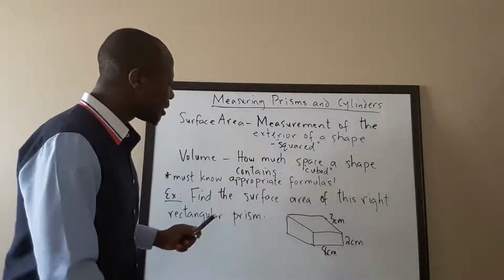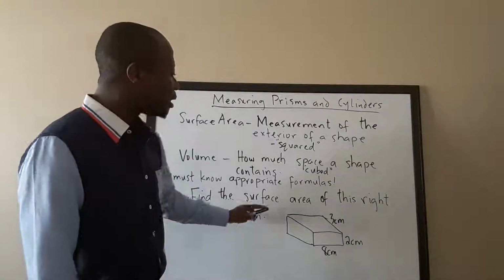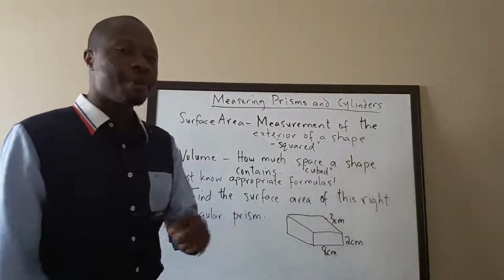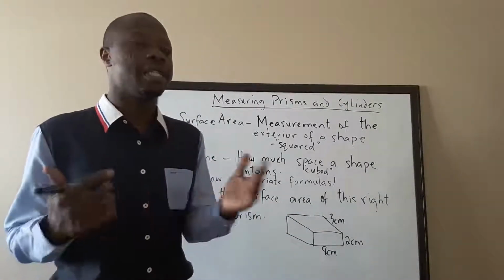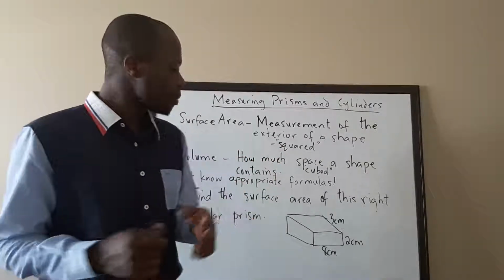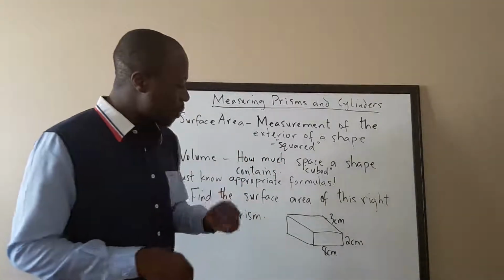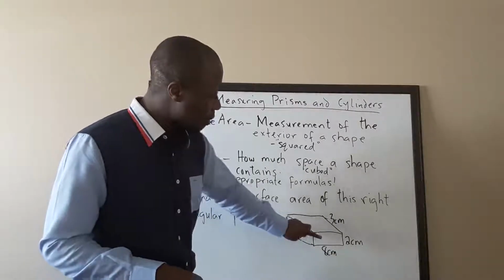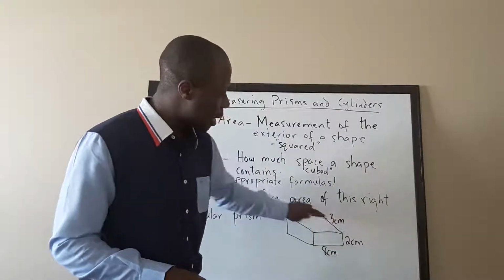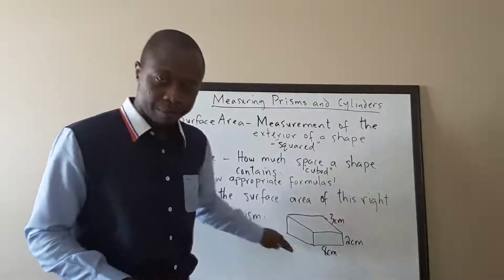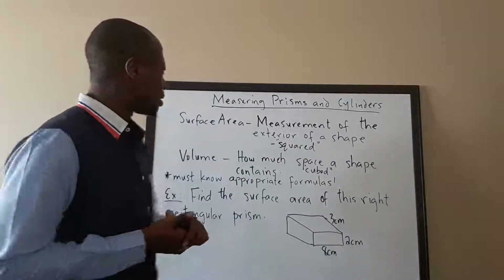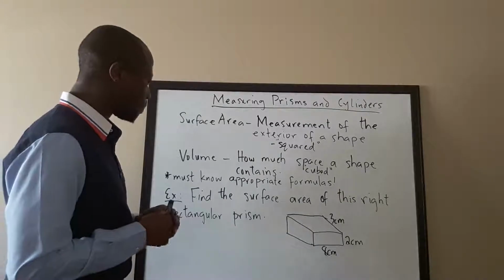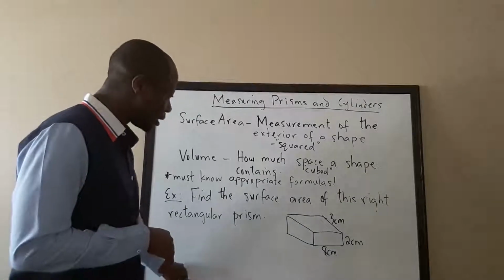Now, because the question is asking us to find the surface area, if you remember earlier on, we said when you're dealing with surface areas, you're dealing with area. So that means that we have to figure out the area of every single side of the rectangular prism and then add them all together. So that's what we're doing here. So let's get started.